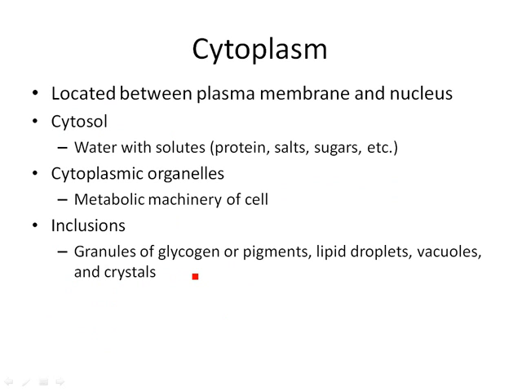All right, so you've got what's outside the cell, so what's inside the cell, and that's where the cytoplasm is. Okay, so that's basically the stuff between the plasma membrane and the nucleus. And it's made up of basically three different parts. The cytosol, which is kind of a watery solution. It's got protein, salt, sugars. It's kind of jelly-ish, actually.